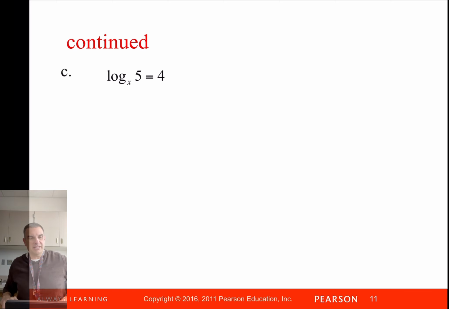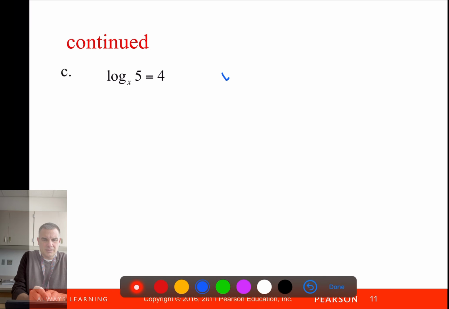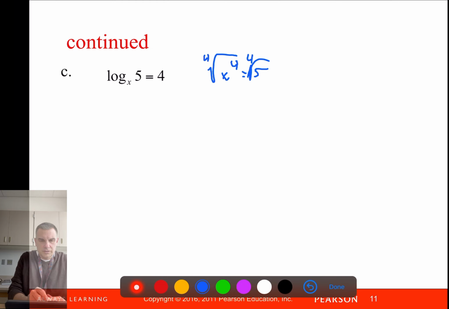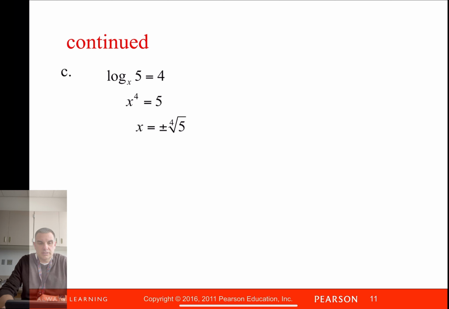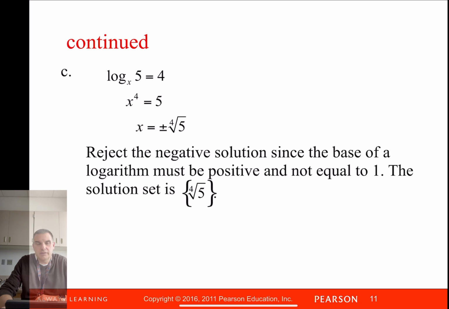Log base x of 5 equals 4. Again, I'm going to write it as an exponent. x to the 4th equals 5. How do you solve that? You take the 4th root. So your solution is the 4th root of 5, and you're done. Writing it as an exponent, plus or minus the 4th root of 5, whatever.